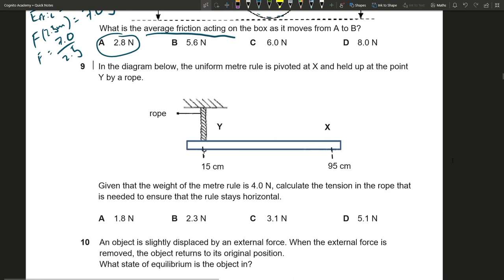In the diagram below, the uniform meter rule is pivoted at X and held up at the point Y by a rope. So we have a force here, and then we have the weight of the ruler in the center, assuming that it is uniform. And we are asked, given the weight of the meter rule is 4.0, calculate the tension in the rope, basically this force, that is needed to ensure that the rule stays horizontal. Stays horizontal meaning that it's in equilibrium.